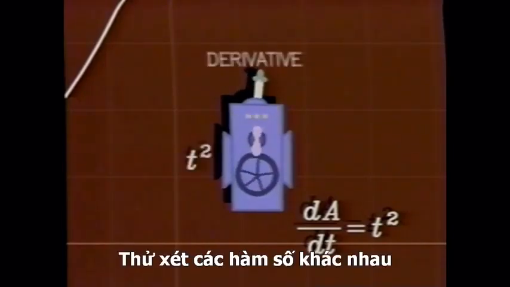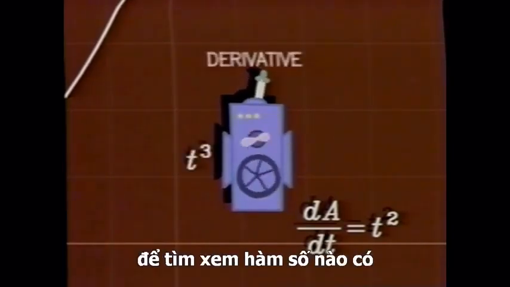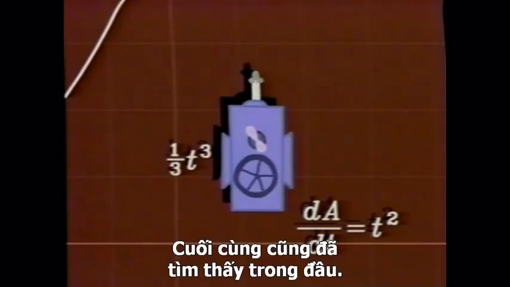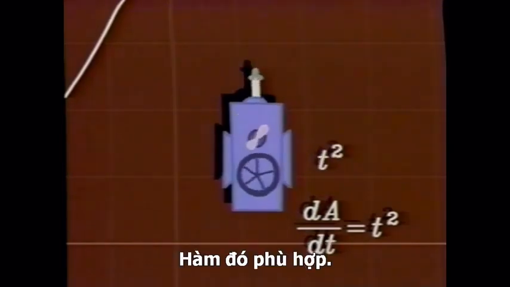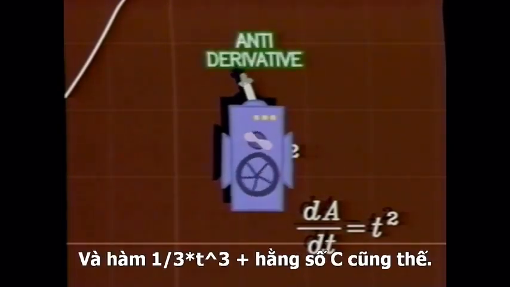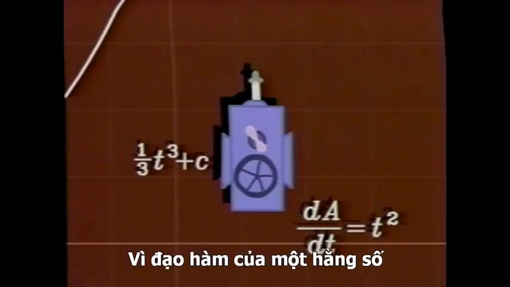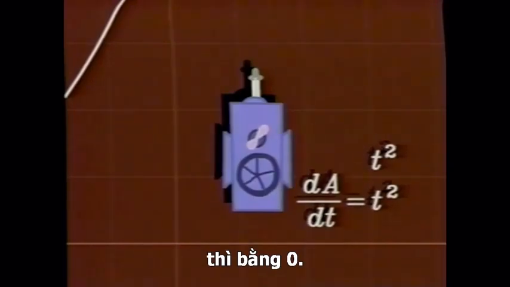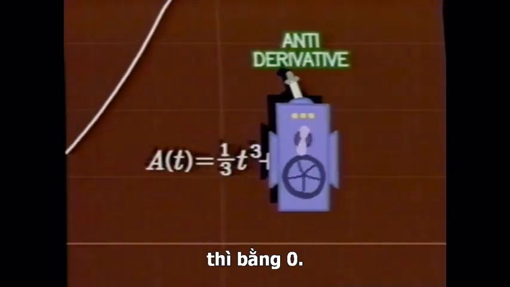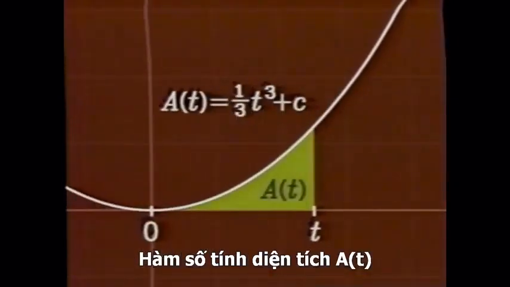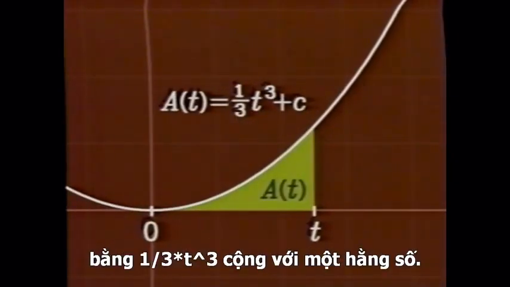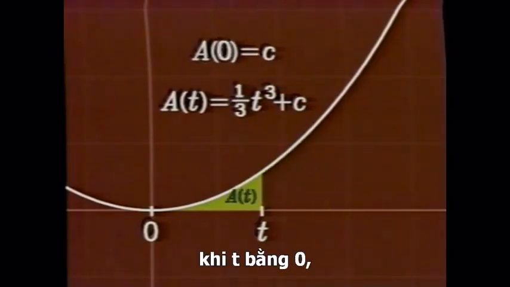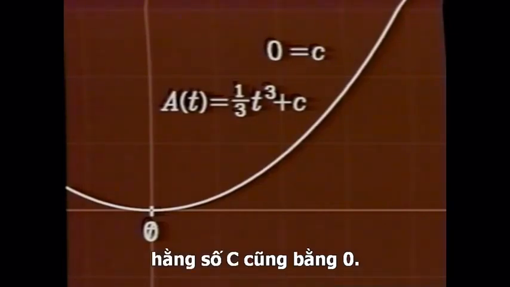Trying various functions to see which one has t squared as its derivative, 1/3 t cubed eventually comes to mind. That works. And so does 1/3 t cubed plus a constant, because the derivative of a constant is 0. The area function A(t) is 1/3 t cubed plus a constant. Since the area is 0 when t is 0, the constant is also 0.